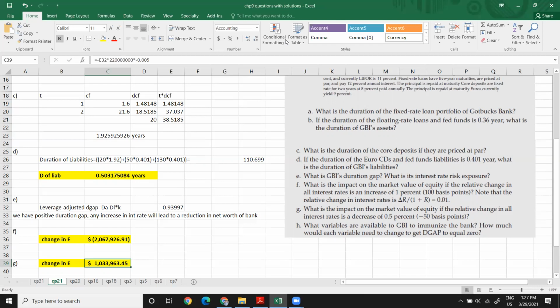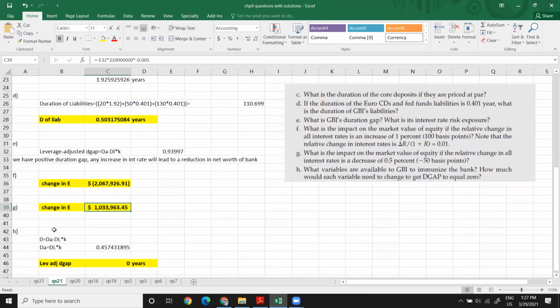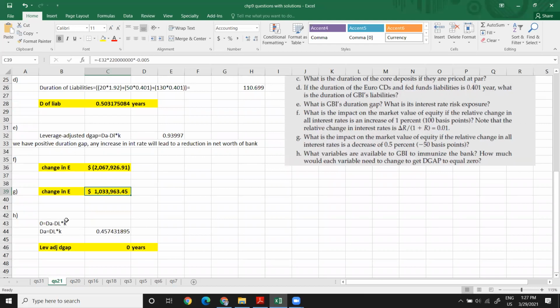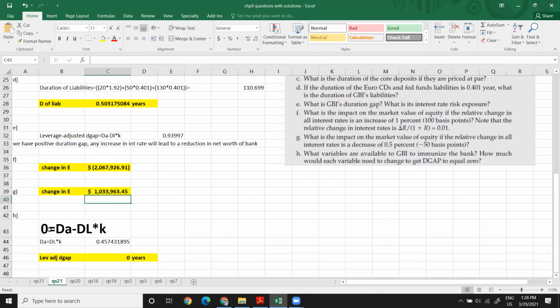So what are the variables that we use to immunize the bank? It is duration of assets, duration of liabilities, and K, okay? Basically, we want it to equal zero. In reality, in the real market, it's not possible. However, in theory, when you make it zero, you're in the best position. You don't want to make any profit and you don't want to be exposed to any interest rate changes. So you're trying to minimize your risk as much as possible.